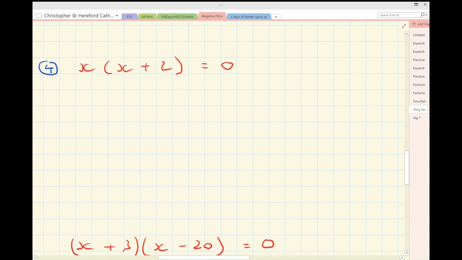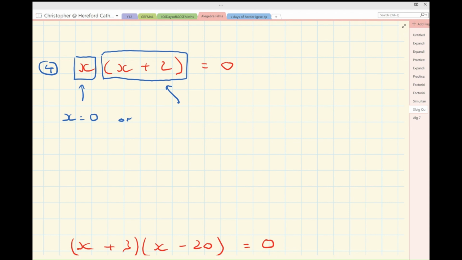Again, I've got two numbers. And both of my numbers, when multiplied together, equal 0. So that means that one of my numbers must be 0, and that will be an answer to the equation. So one of the answers to my equation will come from this first number equaling 0. That's easy, x equals 0. And the other answer to my equation will come from whatever value of x makes this second number equal to 0. Now, what value of x makes x plus 2 equal 0? Answer, when x is minus 2.